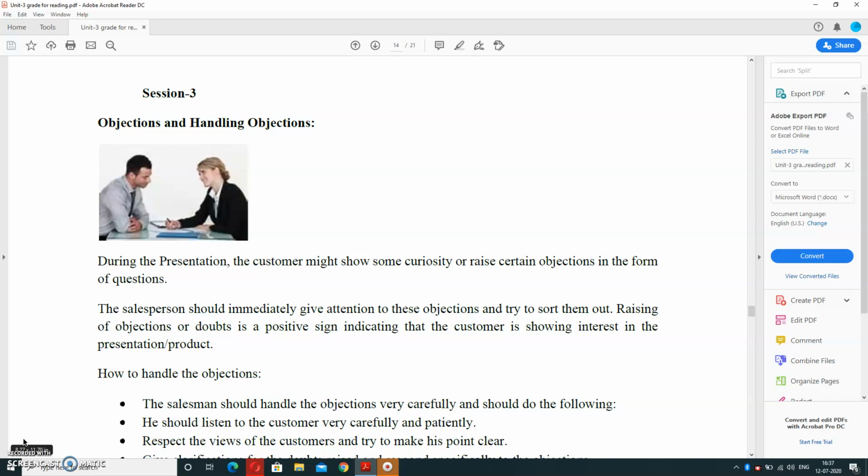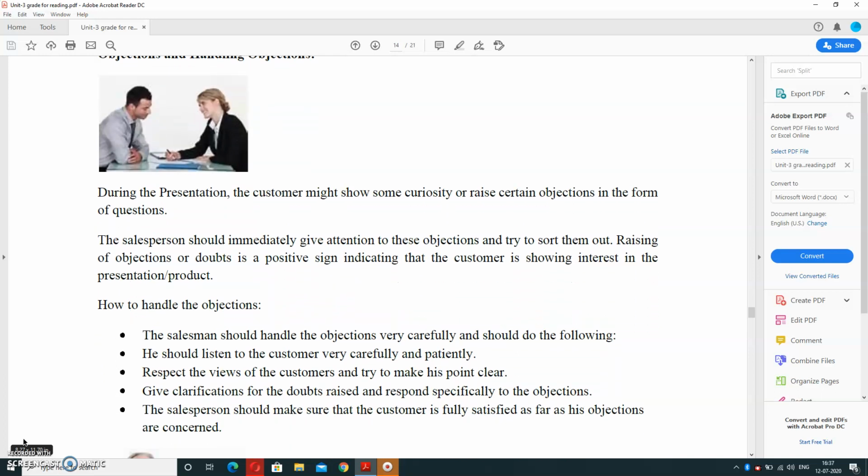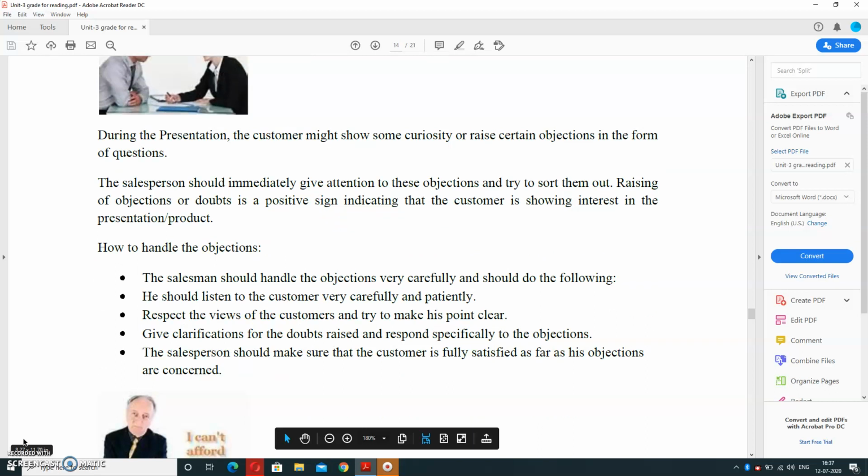And how to handle the objection? For handling the objection, the salesman should handle it very carefully and should follow the following steps. First, he should listen to the customer very carefully and patiently. Next, he should respect the customer's views that he is asking from the company and try to solve all the points that he is raising.